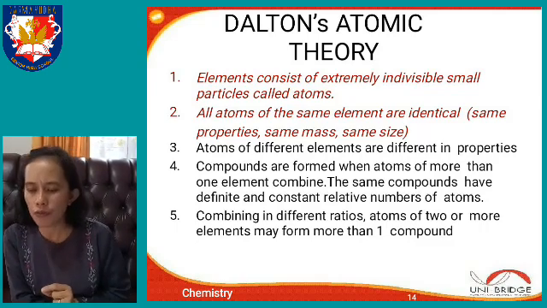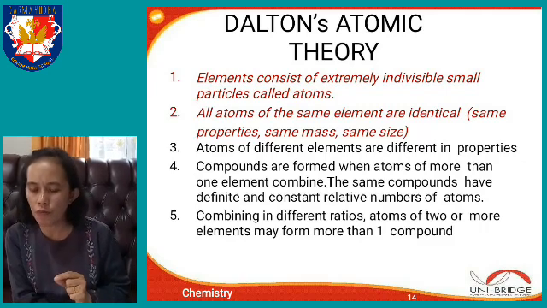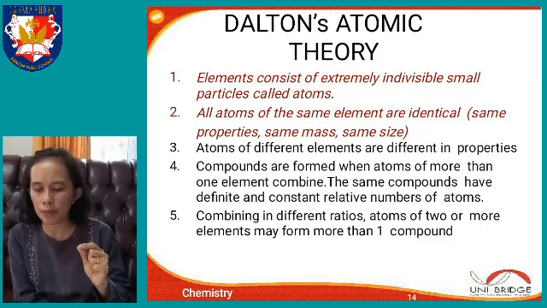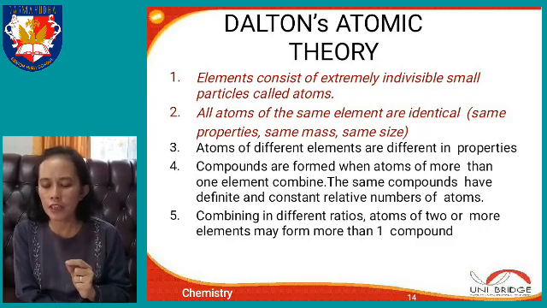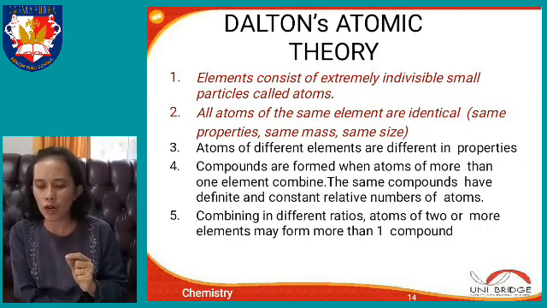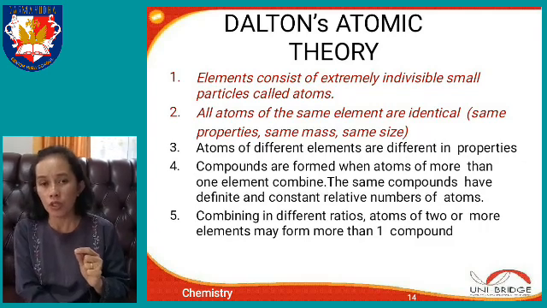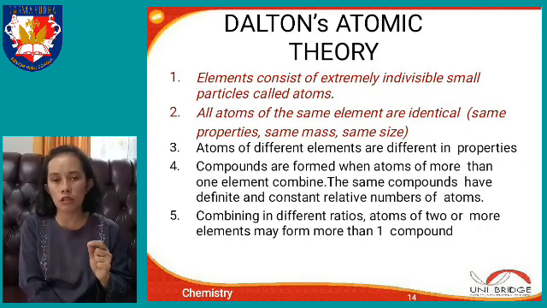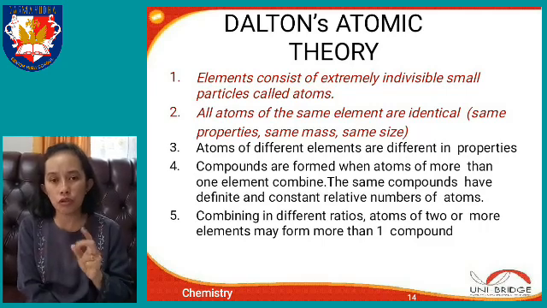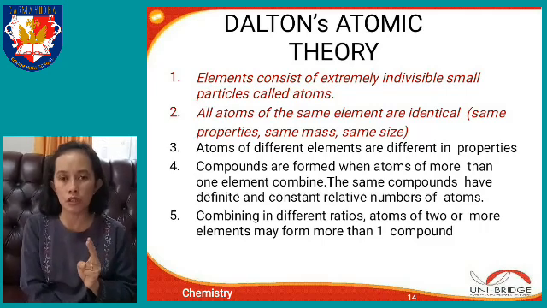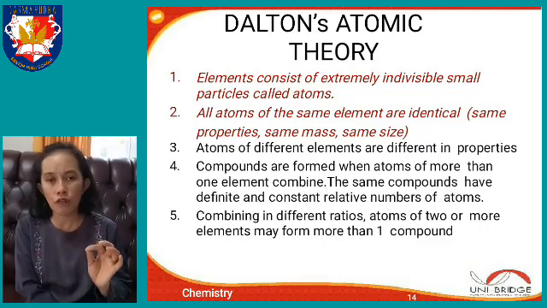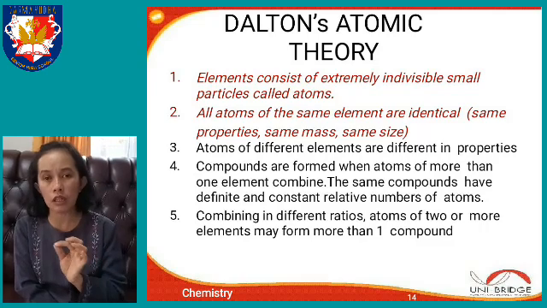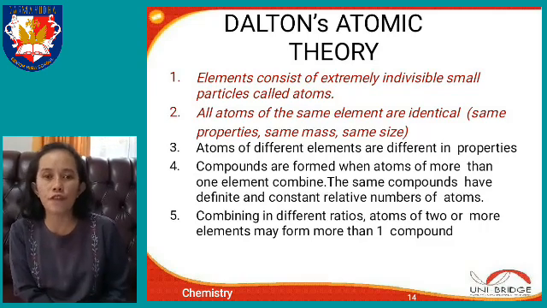So atoms of the element aluminium will have different properties from atoms of the element gold. Fourth, compounds are formed when atoms of more than one element combine. The same compound has a definite and constant relative number of atoms. Fifth, combining in different ratios, atoms of two or more elements may form more than one compound. So for example, carbon and oxygen, when they form a compound, it could be two compounds. The first one is carbon monoxide, the second one could also be carbon dioxide. But the ratio of carbon and oxygen in carbon monoxide and carbon dioxide is different.